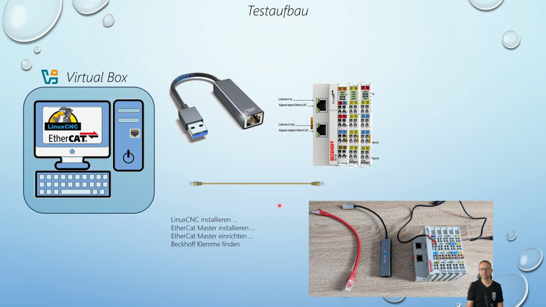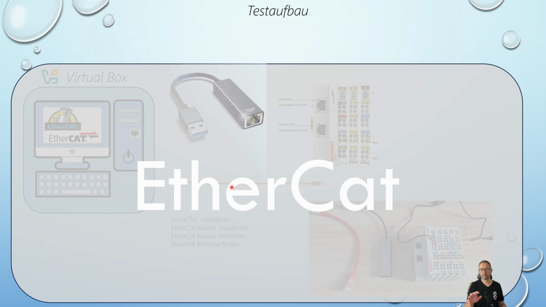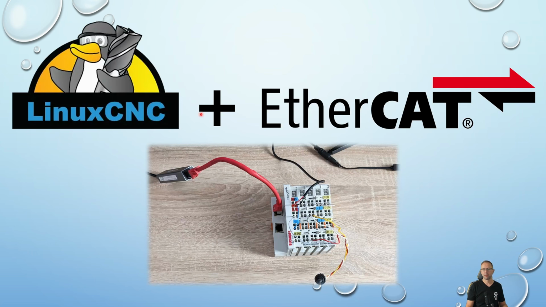Yes, here are the components as they are now on the table, and the steps will be: we will install Linux CNC, set up an EtherCAT master, and try to find the terminals from Beckhoff. Ultimately, EtherCAT always consists of a master and the slaves connected to it. And we can already see that the PC is essentially the master, and everything connected in the chain are essentially the slaves, the participants that are being operated.